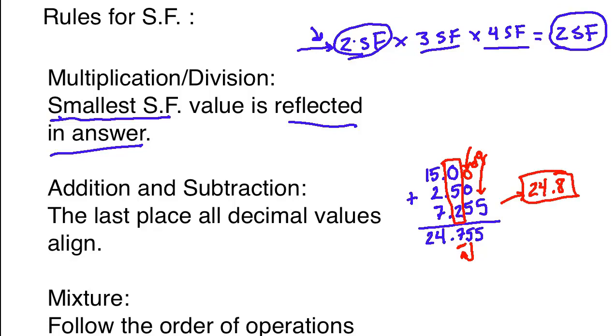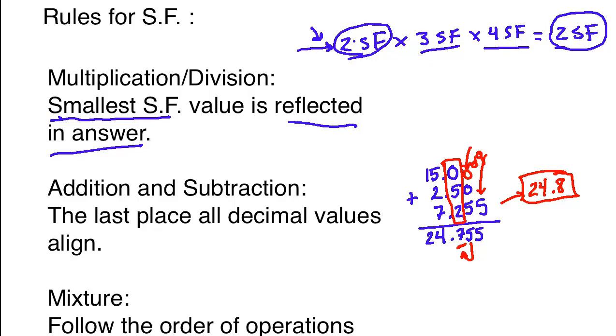Now your calculator is usually going to spit out all of the potential digits. So you should see 24.755 in your calculator. You, as the scientific user, would need to understand how to weed out the digits that don't count and report only the proper digits back.